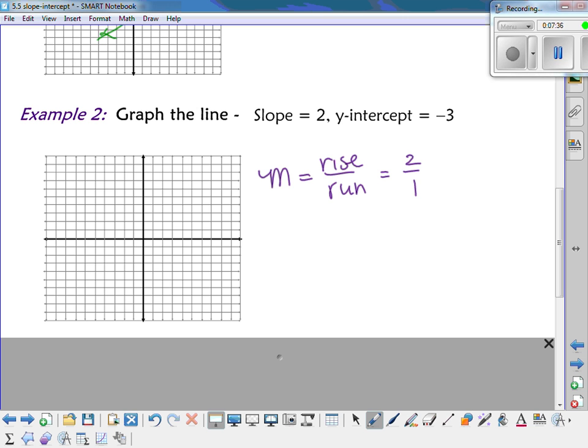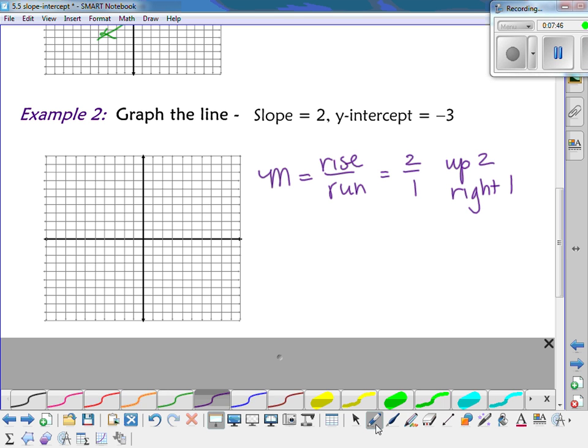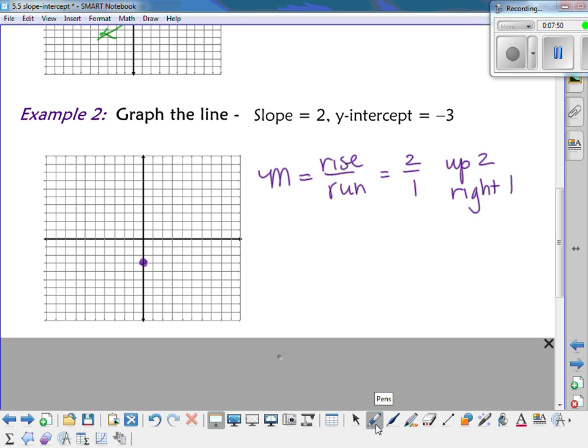So we're going to go up or down this time. Up this time. We're going to go up 2, and we're going to go to the right just 1. And my y-intercept is -3, so I'll start at -3 on the y-axis. I go up 2 and over 1, up 2 and over 1.